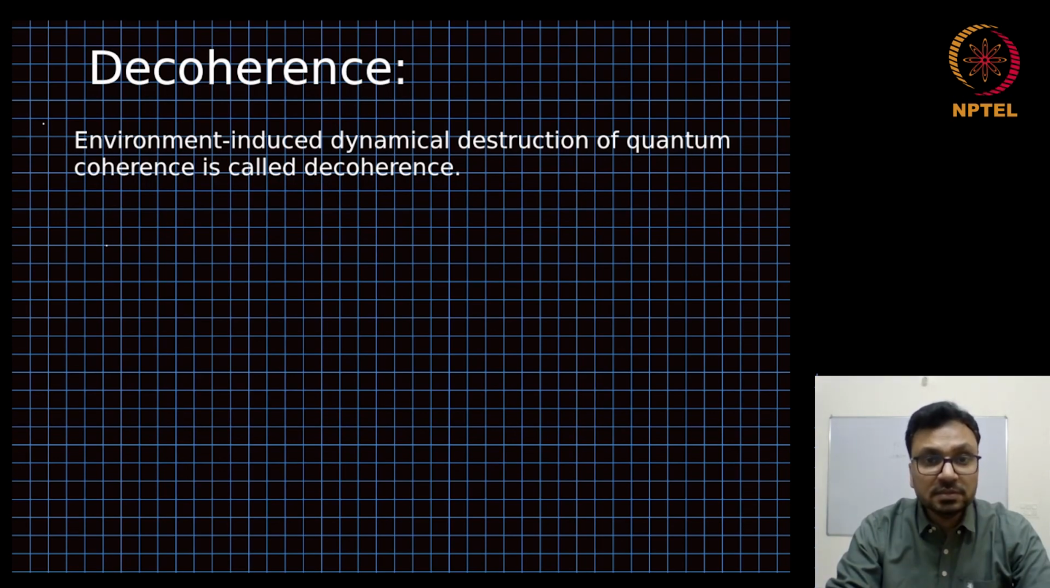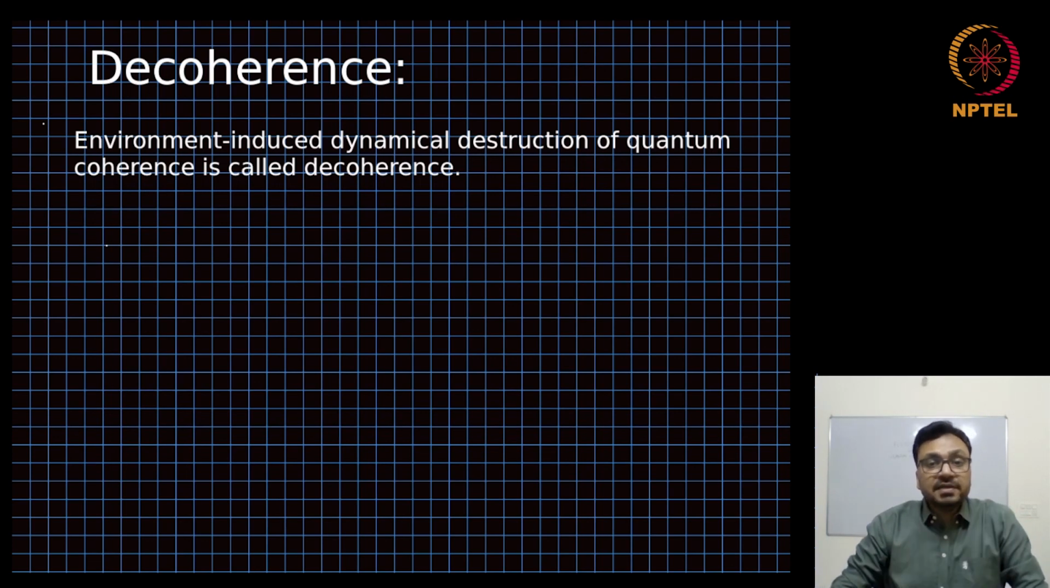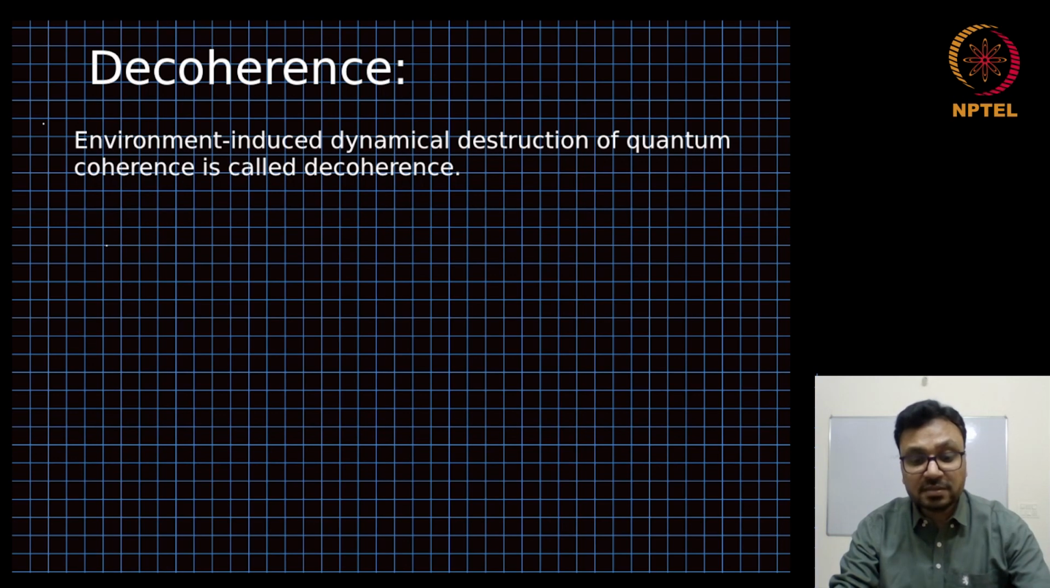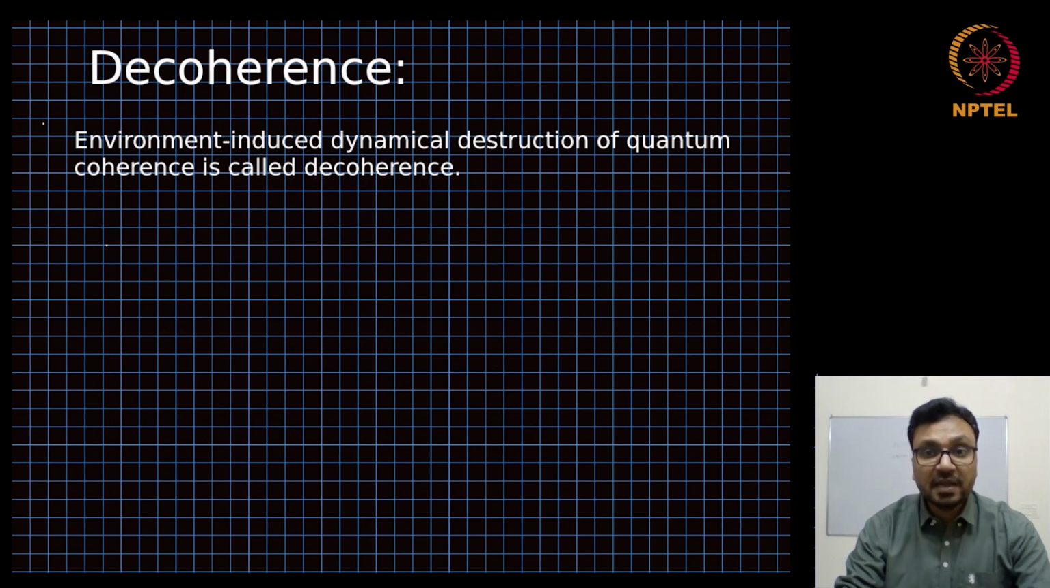What is decoherence? Decoherence is the environment-induced dynamical destruction of quantum coherence. As you can see, decoherence is the destruction of coherence. And coherence is the property which allows the quantum system to behave like quantum. So the property that they can interfere, the property that the quantum system can be in a superposition of multiple states, and that the description of a quantum system or quantum state is in terms of amplitude, not in terms of intensity or probability, is all possible because of coherence.